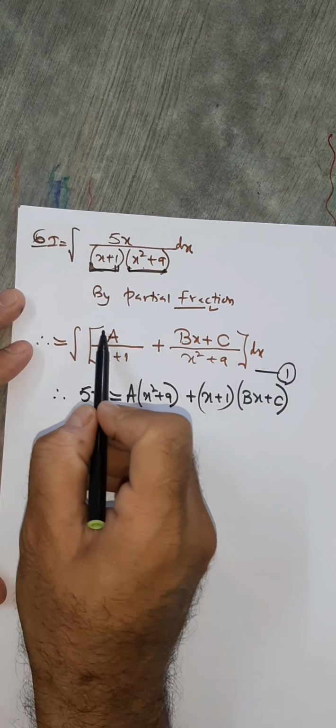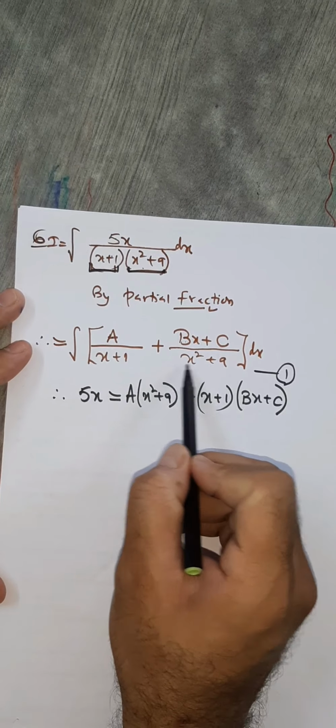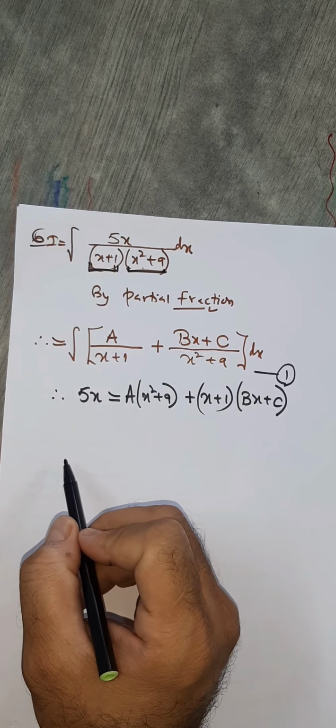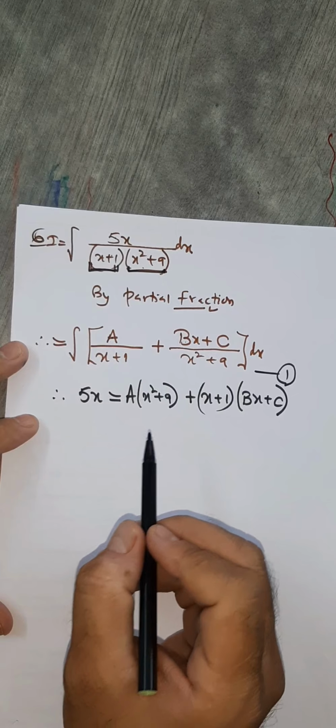What I did? Just cross multiplication: A into x square plus 9, bx plus c into this. Okay, now we need to find a, b, c. How do we get this?